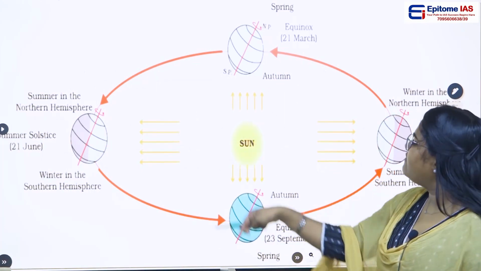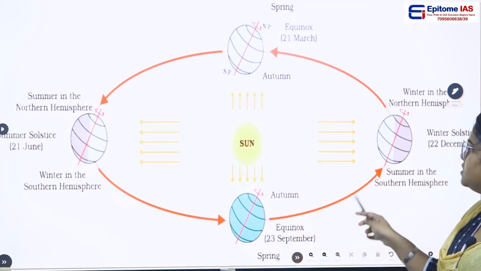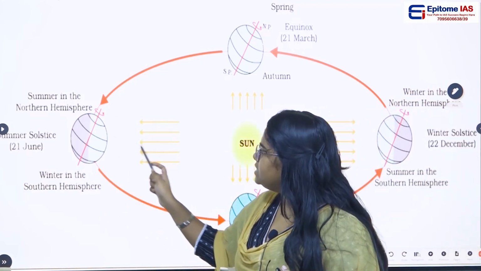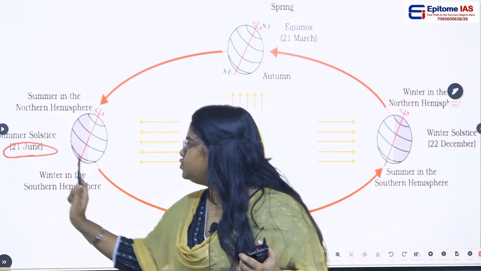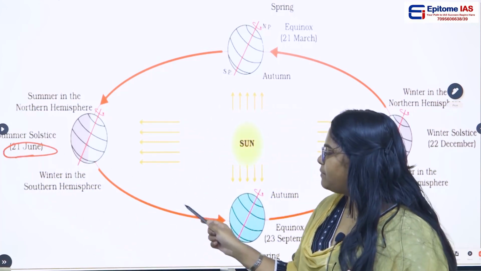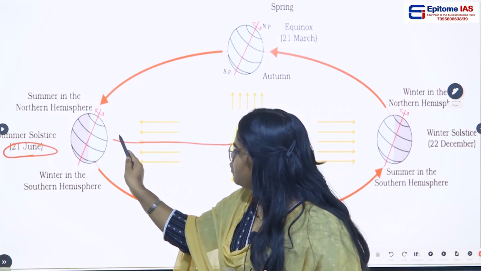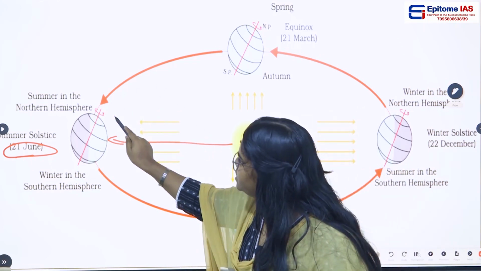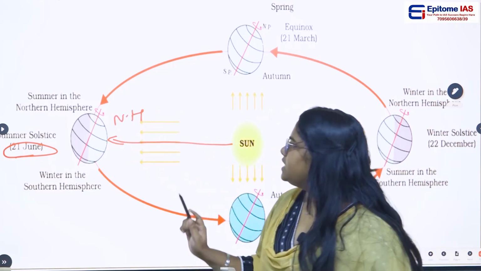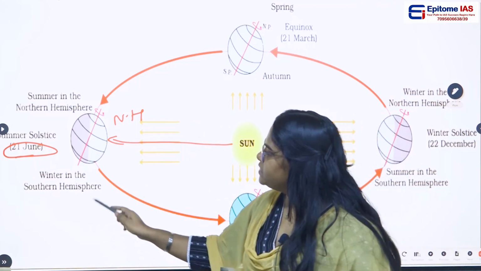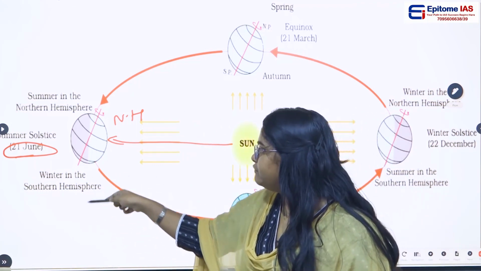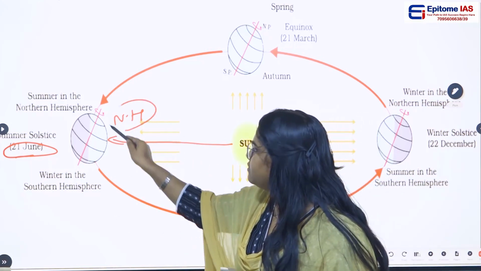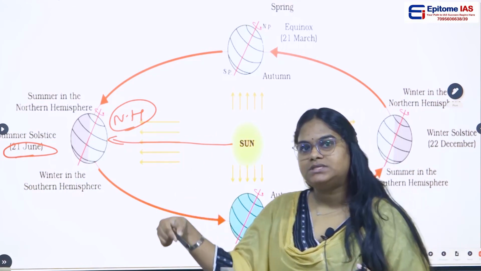If you see here, we have a clear picture of what happens. Let's say this is the sun, this is the earth, it is tilted. And as you can see, on June 21, the summer solstice happens. The direct sun rays fall on the Tropic of Cancer. So the northern hemisphere has summer, and the southern hemisphere will be having winter. So on this particular day, the northern hemisphere will be experiencing the longest day.